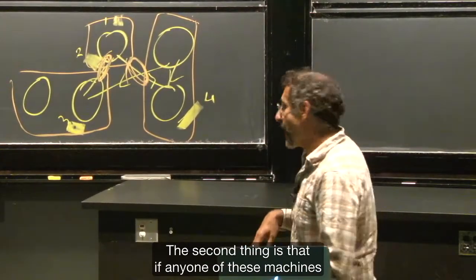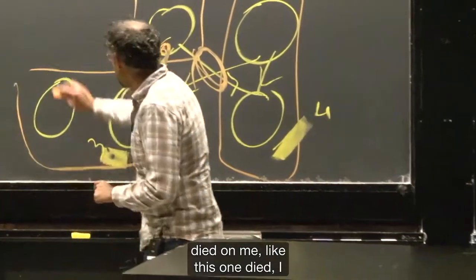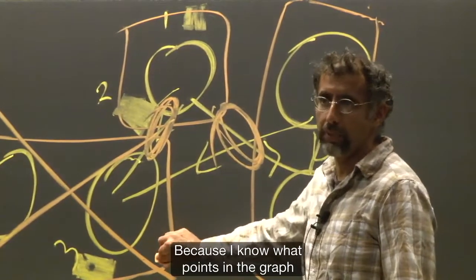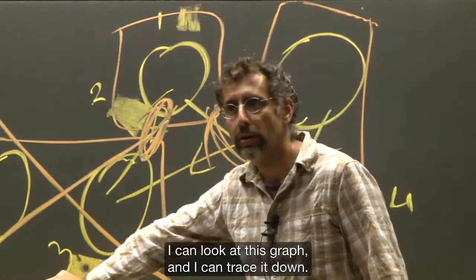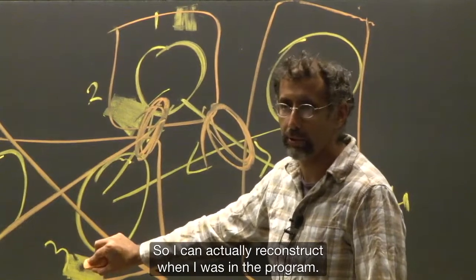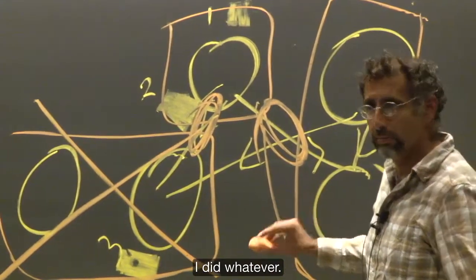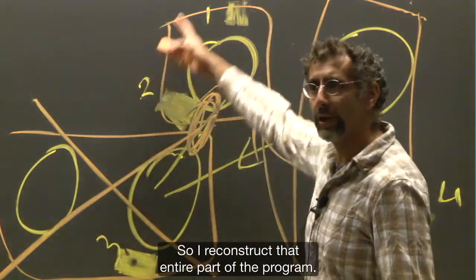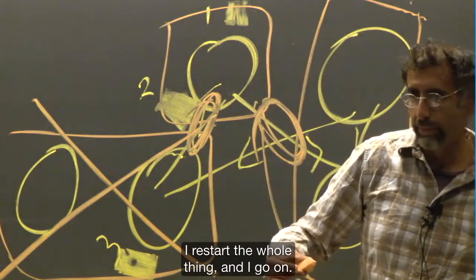The second thing is that if any one of these machines died on me, like this one died, I know exactly how to get back over here because I know what points in the graph I need to go through to come here. I can look at this graph and I can trace it down. And I can say I can come down here and I can run this. So I can actually reconstruct where I was in the program. So this all worked. I saved it to disk, or I did whatever. This all didn't. I said, oh, I need to actually reconstruct that entire part. So I reconstruct that entire part of the program, and once I finish that part of the program, I restart the whole thing and I go on.